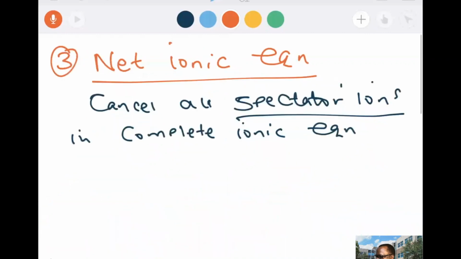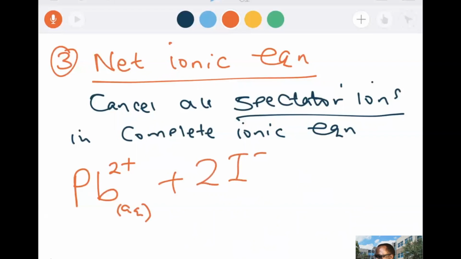net ionic equation. So our net ionic equation in this case is Pb, and please include the ionic charge as well as the physical state, plus 2I negative. This is aqueous, and it's going to form PbI2. This is solid. We call this now the net ionic equation.